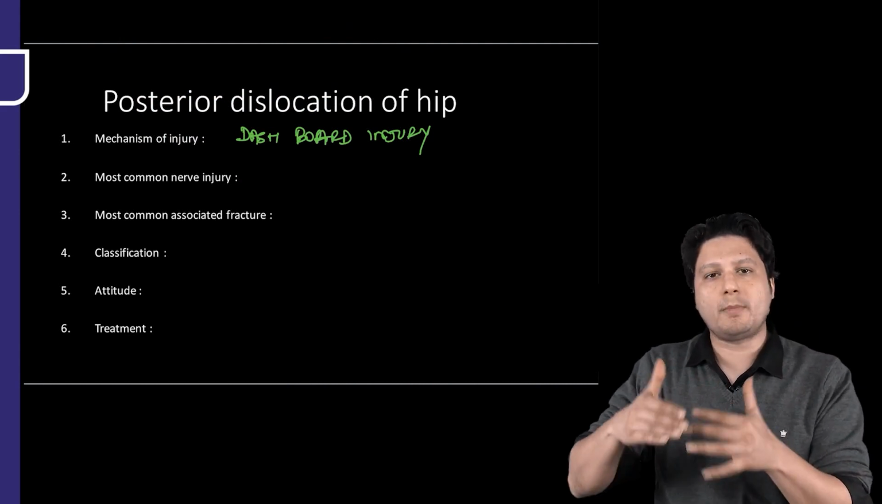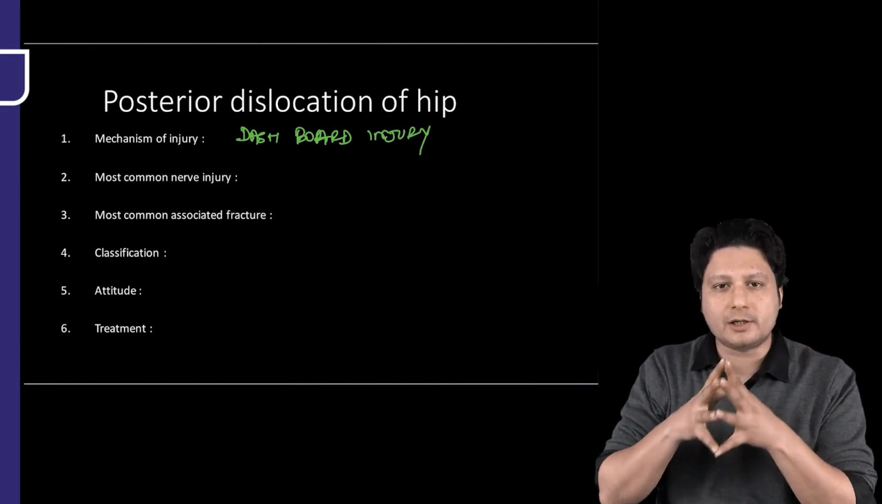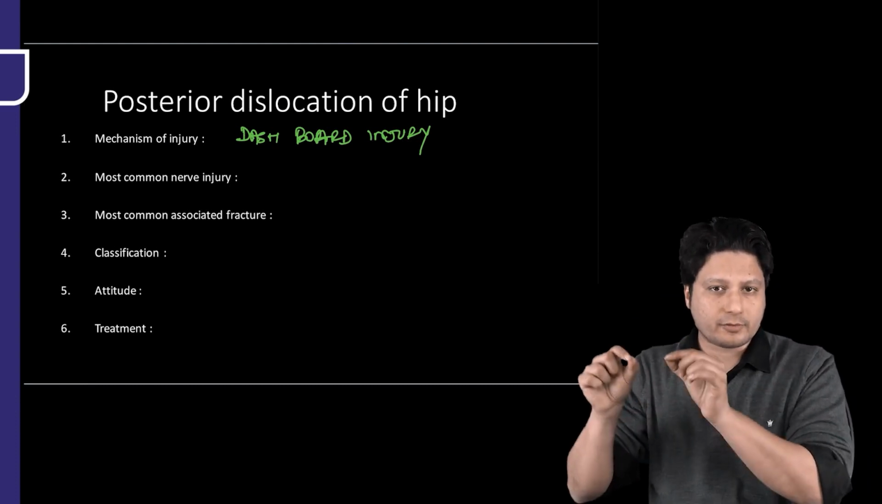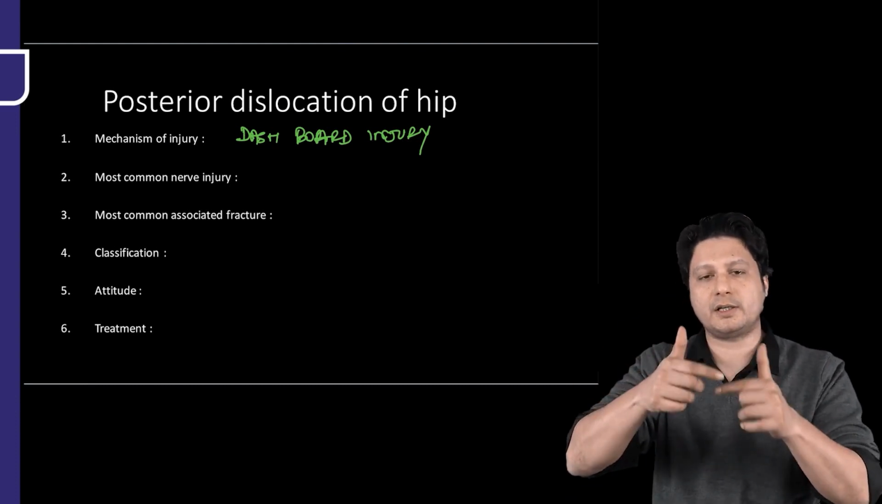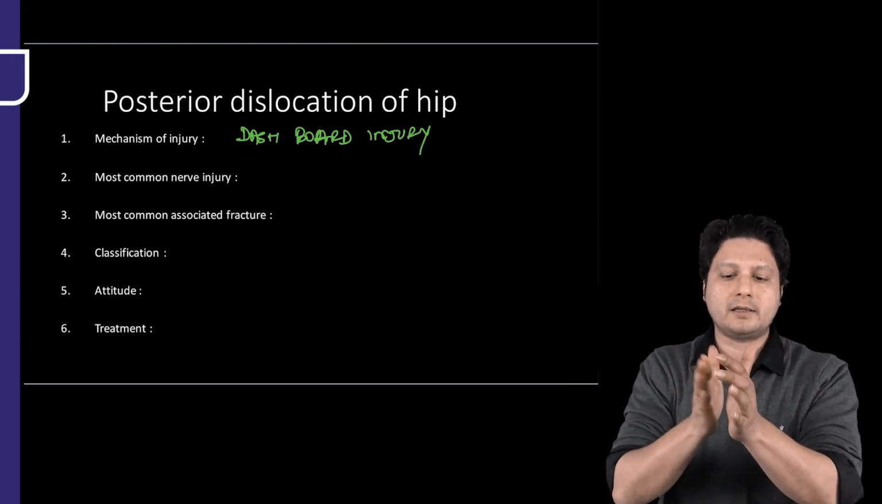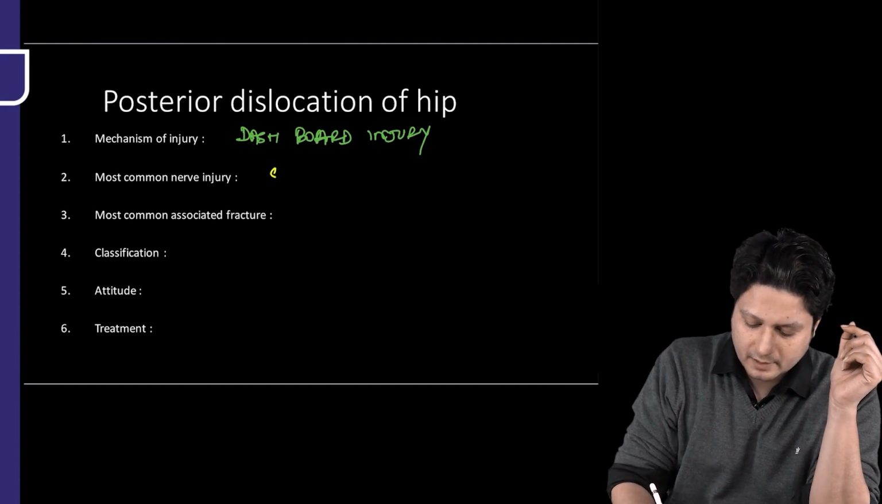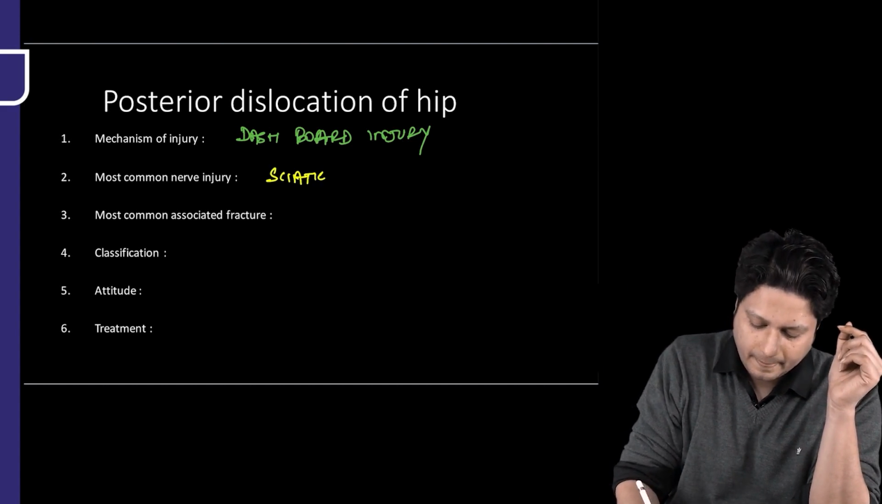As far as most common nerve injury is concerned, it is not very difficult to understand that the largest peripheral nerve of the human body, that is sciatic nerve, is running just posterior to the hip joint, and the posterior dislocation might result in the impingement of this nerve. So the most common nerve injury is a sciatic nerve.